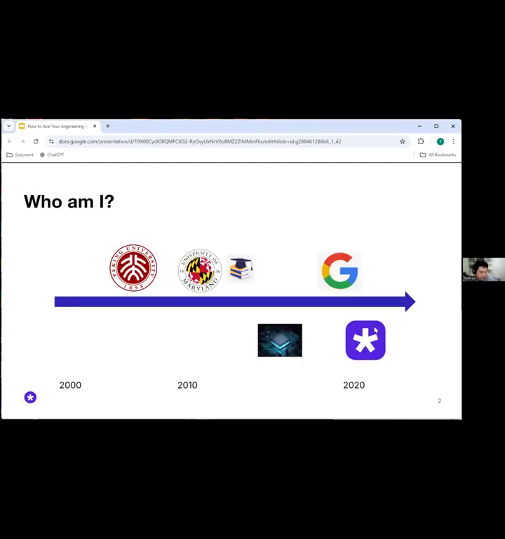So before we dive into details, who am I? I graduated from Peking University in China before obtaining a PhD degree in computer engineering at the University of Maryland. And then I started my first job in Silicon Valley before I moved to Google. At the same time, I also began my career as a coach for Exponent starting in 2020.